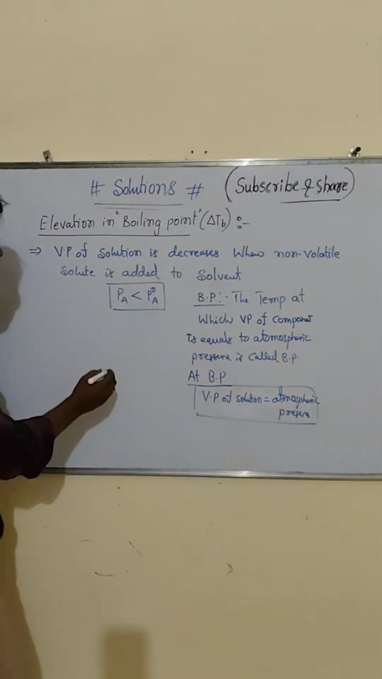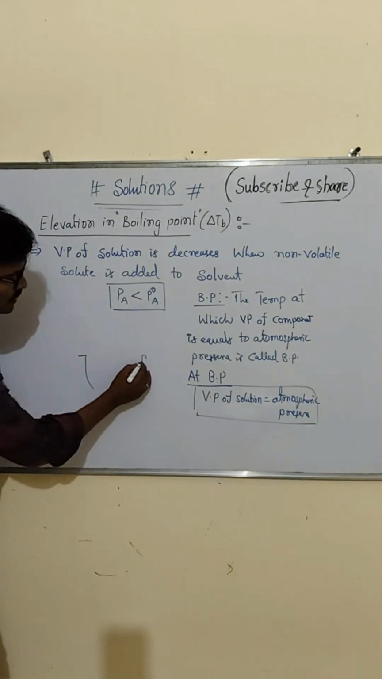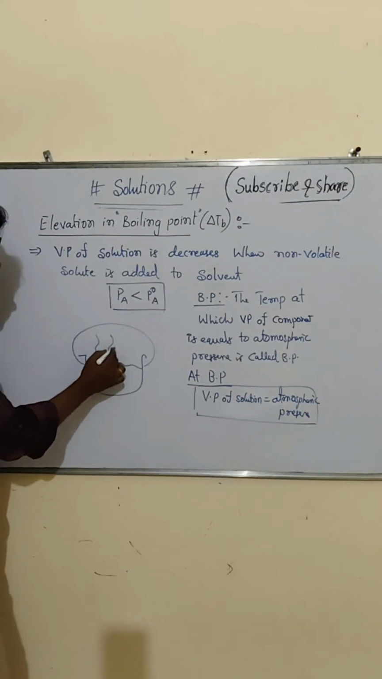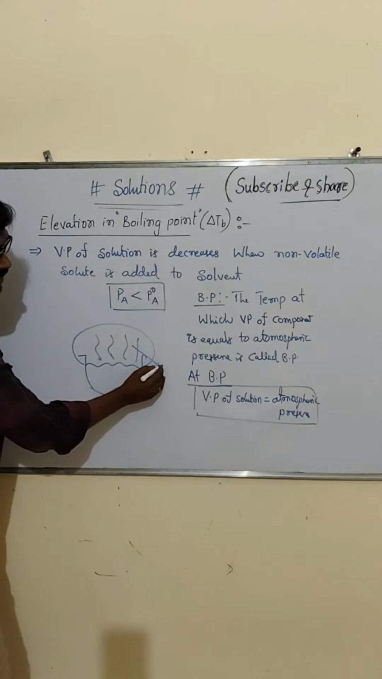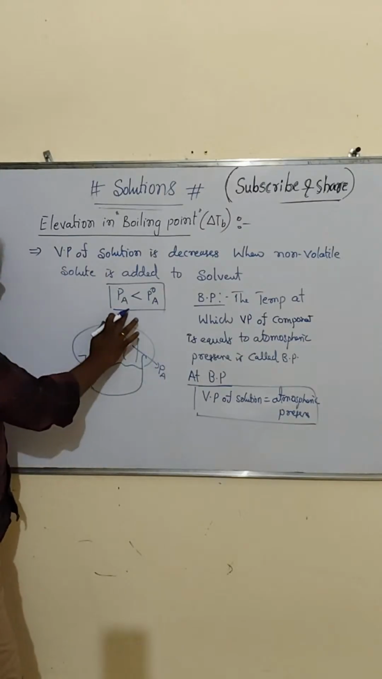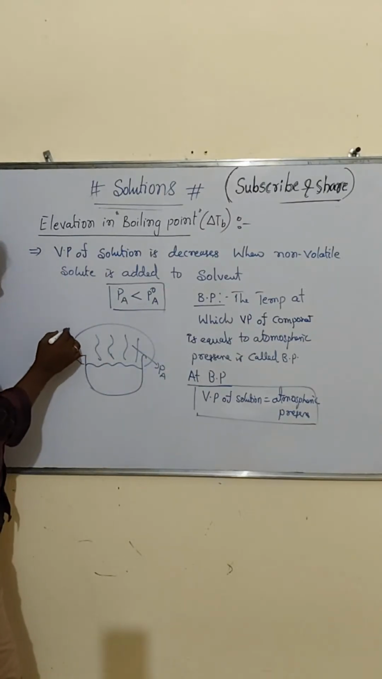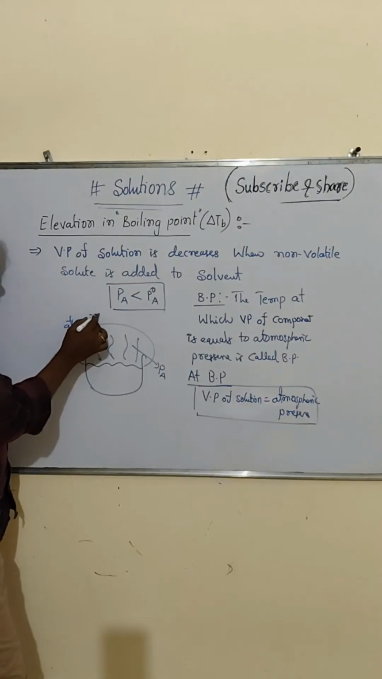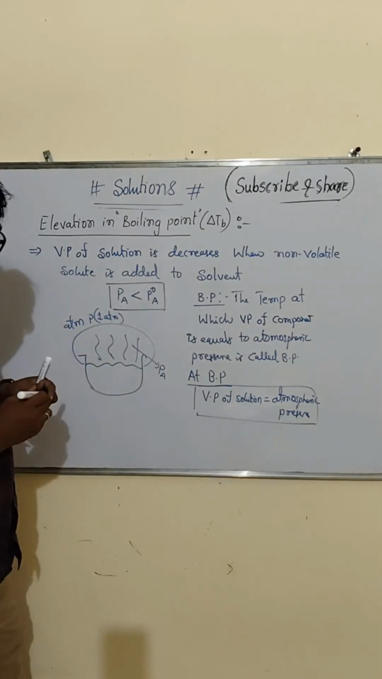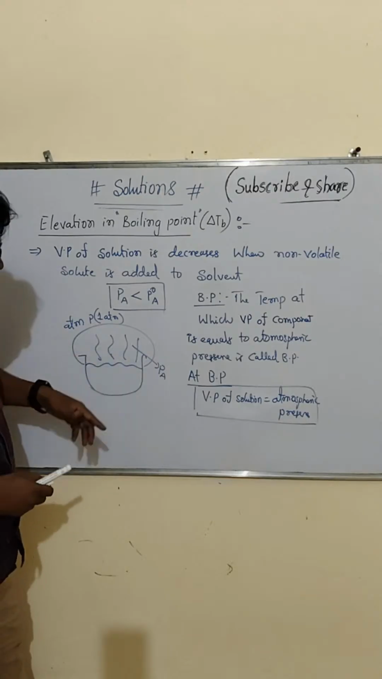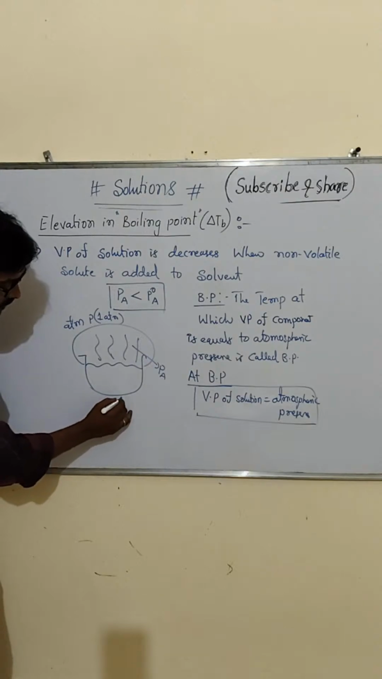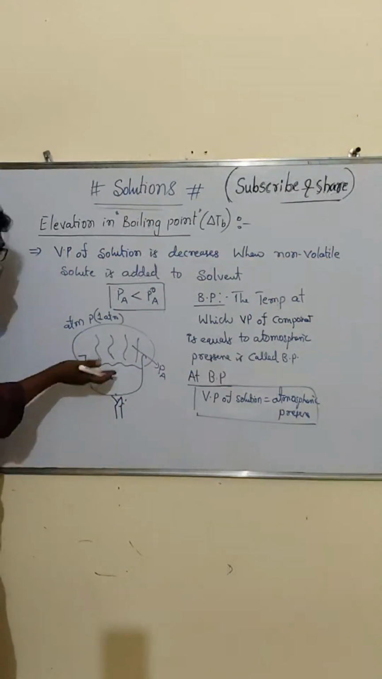So observe in the diagram, I will explain that. This is the vapor pressure of solution, Pa, the vapor pressure of solution. Outside, whatever pressure is there, we call that atmospheric pressure. Just assume atmospheric pressure is 1 atmosphere. At 1 atmosphere, when temperature increases here, then the vapor pressure also increases.